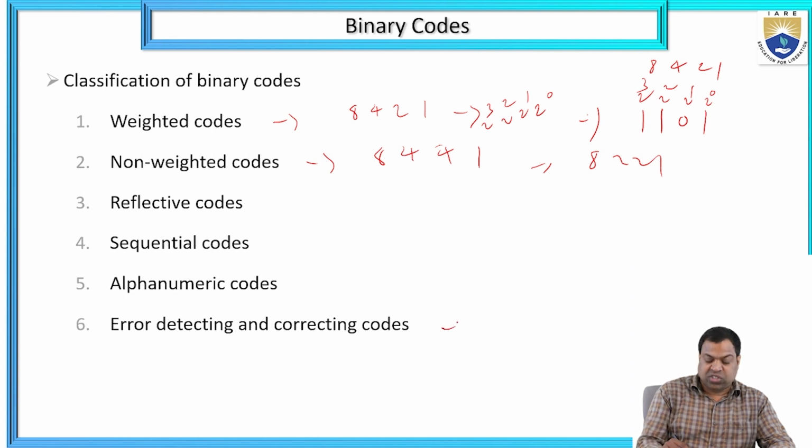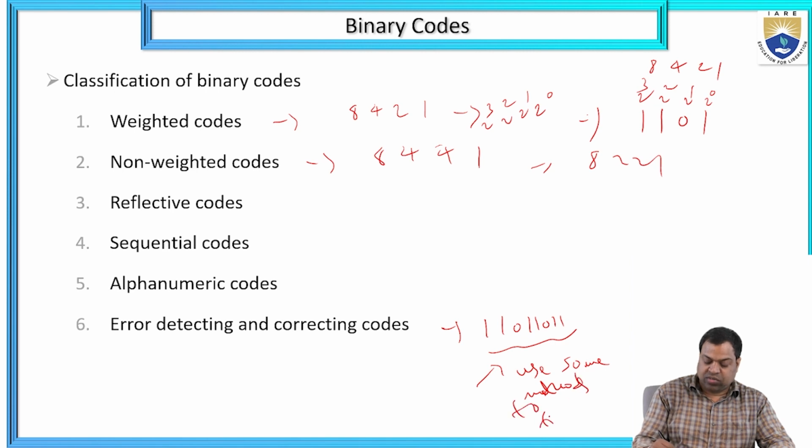Error detecting and correcting codes: suppose I have one code, 11011. Maybe this code has an error. So how can we find out? I use some methods for error detection and correction. So error detection and correction, these are the two types.